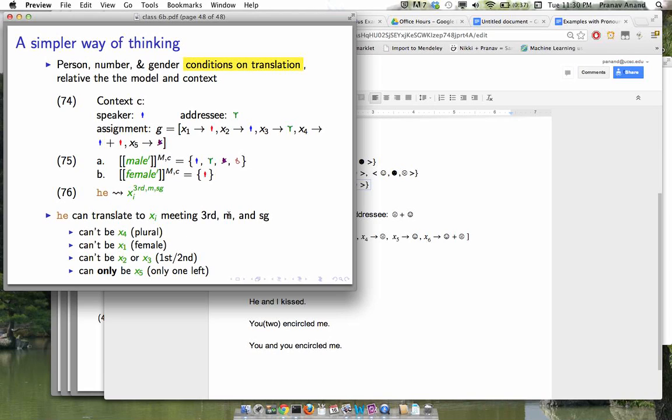Similarly, it has to meet the restrictions of M, so it had better be something in this set, but not here. So it can't translate as this red individual, which is x1, so it can't do that. It also has to meet the restrictions of third, so it can't be either the speaker or the addressee. The speaker is here and the addressee is here, so it can't be x2 or x3 because those are first and second. And so the only thing it can be is x5.